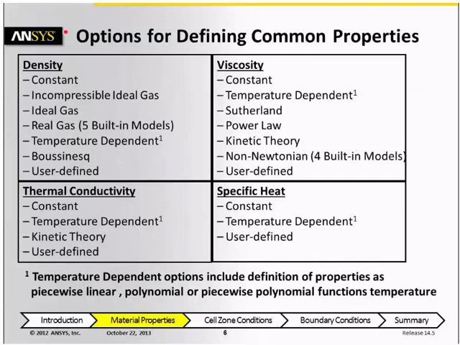Here we see a summary of all of the available options for defining the density, viscosity, thermal conductivity, and specific heat. All properties can be defined as being temperature dependent, and there are many options for the temperature dependency, including linear, piecewise linear, polynomial, and piecewise polynomial functions of temperature. All properties also have user-defined function options, and depending on which property, there are also problem-specific definitions. For instance, for the density, there are numerous real gas models that are available, or for the viscosity, there are numerous non-Newtonian models.